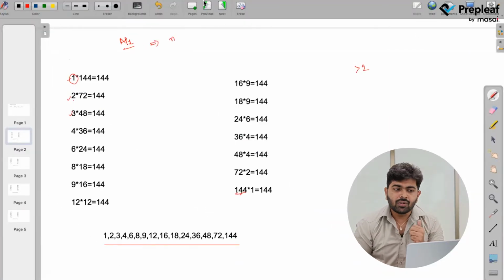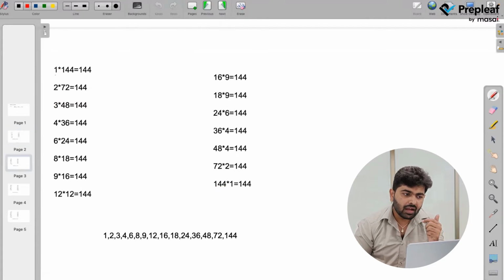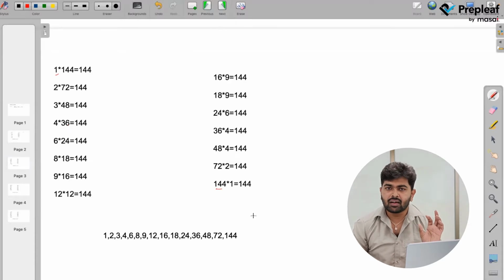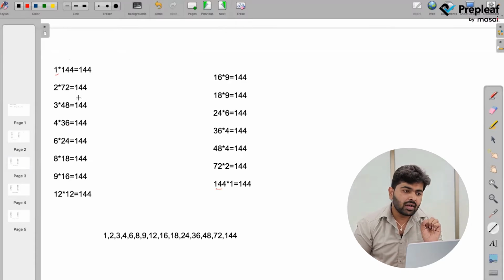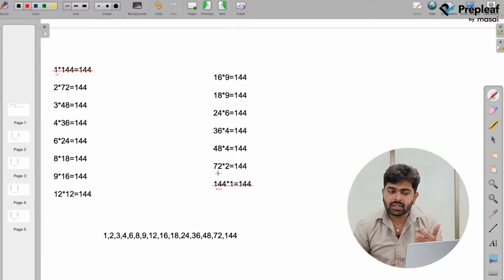Okay, so in the next approach, the number 1 and the number itself are obviously factors of any positive number. So I'll avoid these two, and I'll start from number 2 to one number before that, meaning till 143. I'll go and divide the number 144.